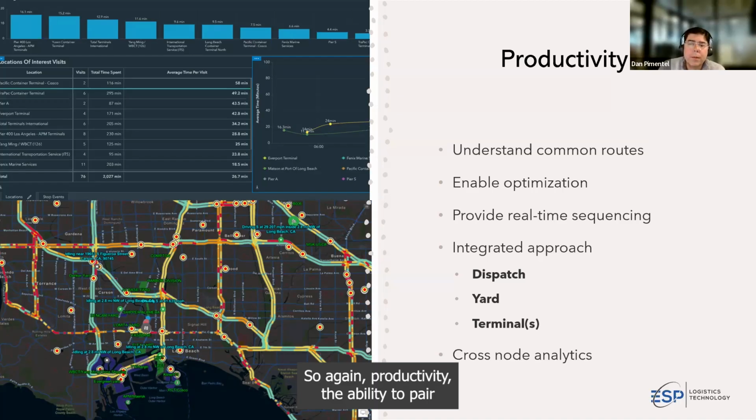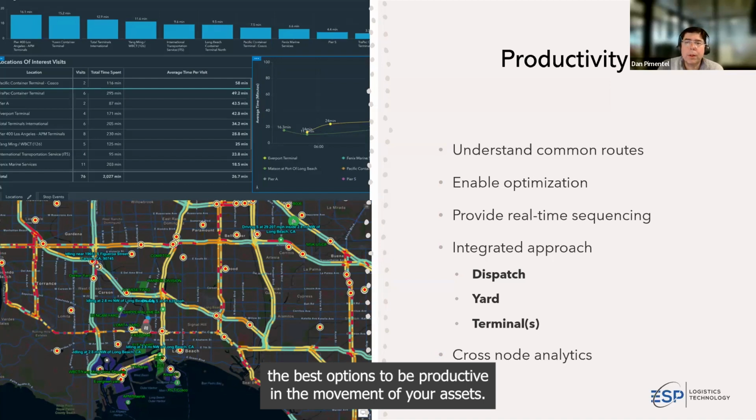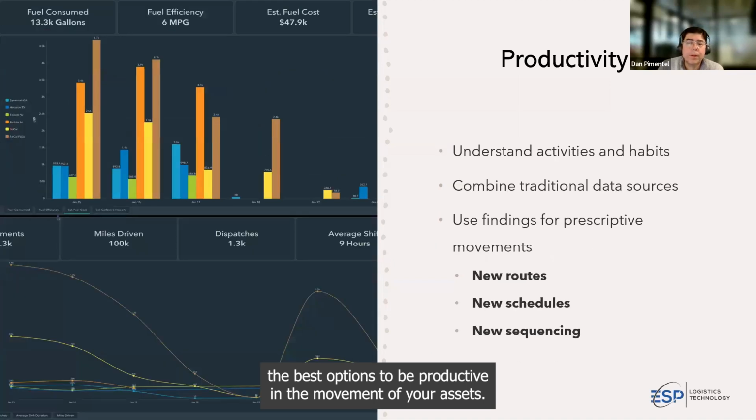So again, productivity, the ability to pair certain locations with drop-offs and pickups to make you more efficient, the consideration of traffic and times of day that they're being dispatched into. All of that information is able to be analyzed together under what we call a geospatial, a location-based approach, to give you the best options to be productive in the movement of your assets.